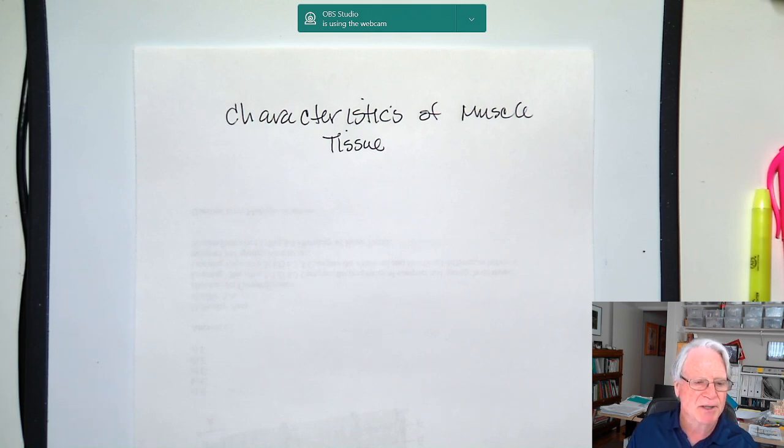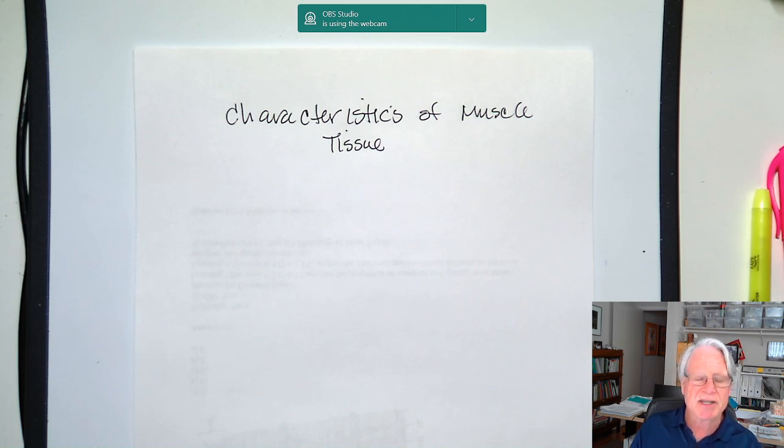For example, epithelial tissue, we have sheets of densely packed cells. We have different size cells. We had the columnar and the cuboidal and so forth and so on. And we listed a whole bunch of characteristics for each of those types of tissues. This is a very similar thing that we're doing here.